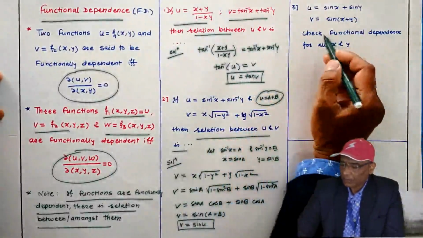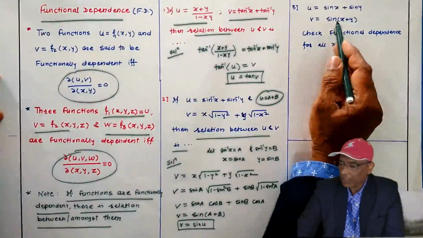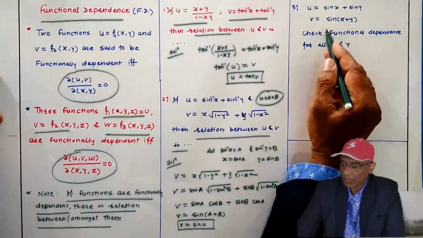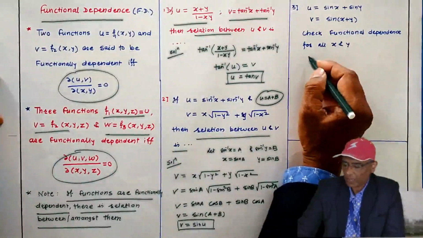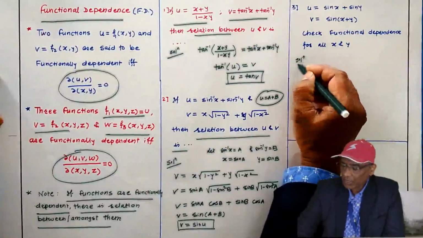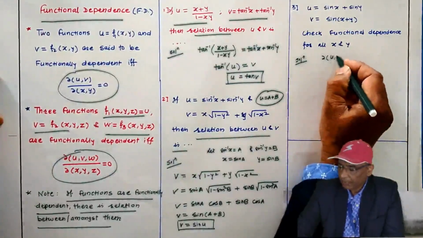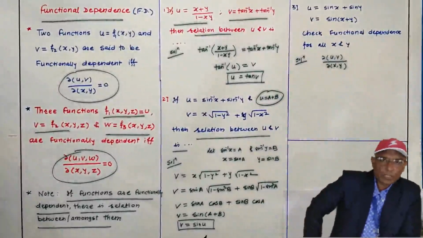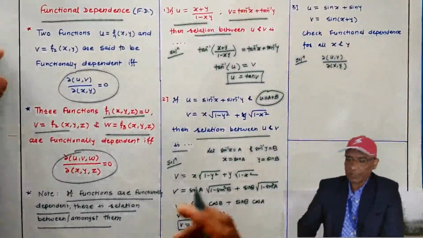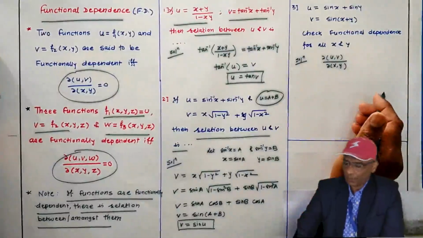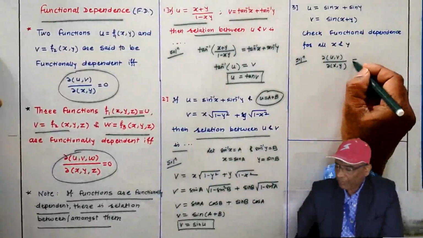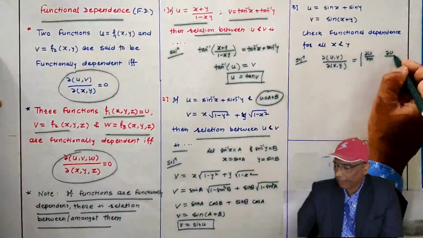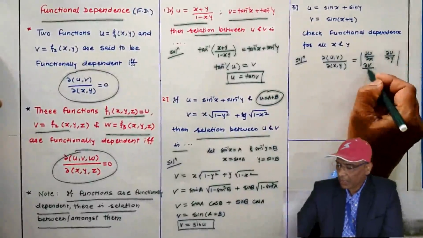Now, check the functional dependence for all x, y. Here the question is like this. We are going to check functional dependence. The relation is not asked. Whether they are functionally dependent or not, we are going to check del u, v by del x, y. This is the Jacobian. If the value of this is 0, then we can say u and v are functionally dependent. If it is not 0, then they are functionally independent, or not dependent, you can say. Now by definition, how to write? Del u by del x, del u by del y, del v by del x, and del v by del y.